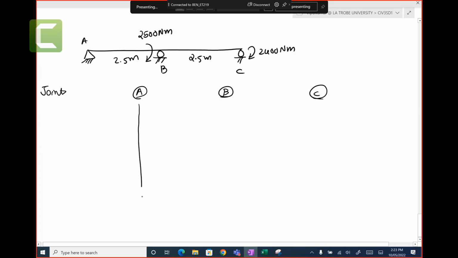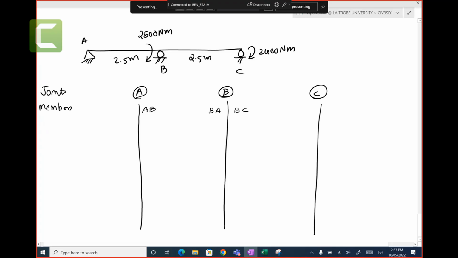And from the joints, we draw up the line. And then we write members: AB, BA, BC, CB. Then we write distribution factors. Distribution factors are 1, 1, and 0.5 and 0.5.